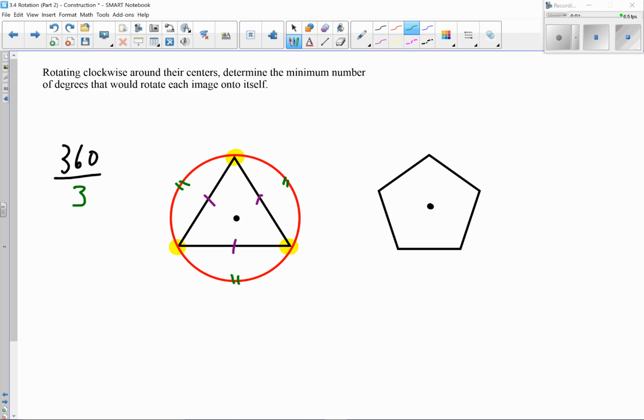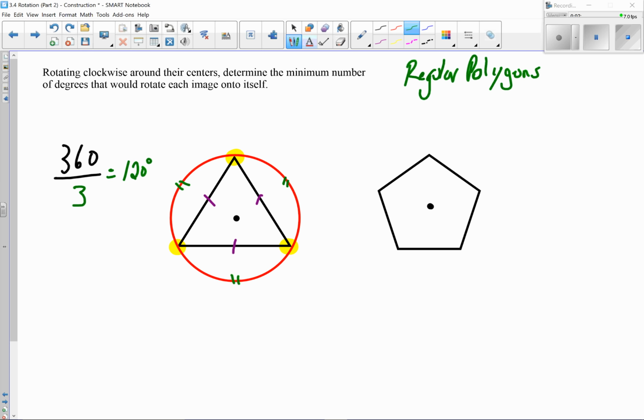That works when we have a regular polygon. So what is a regular polygon? A regular polygon is when all of the sides and the angles are equal in measure. So in this case, we're dealing with a regular triangle, which we call an equilateral triangle. So 360 divided by 3 gives me 120 degrees.